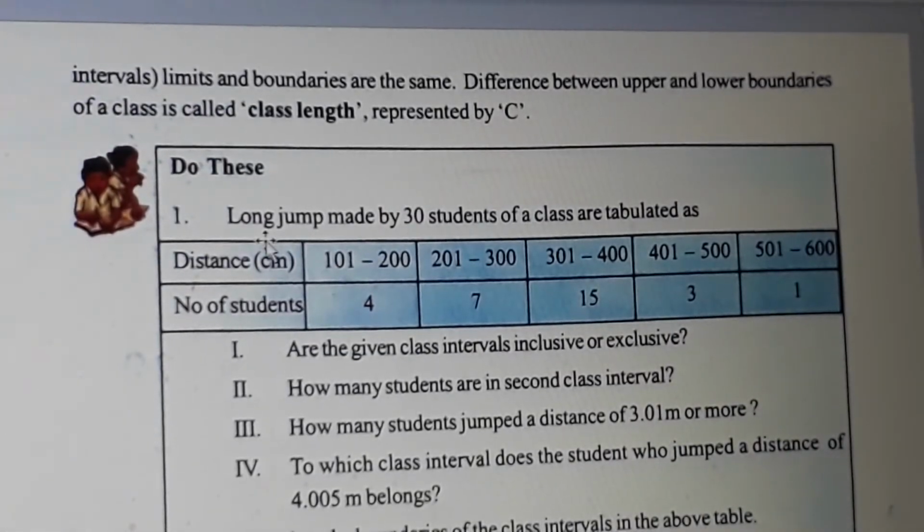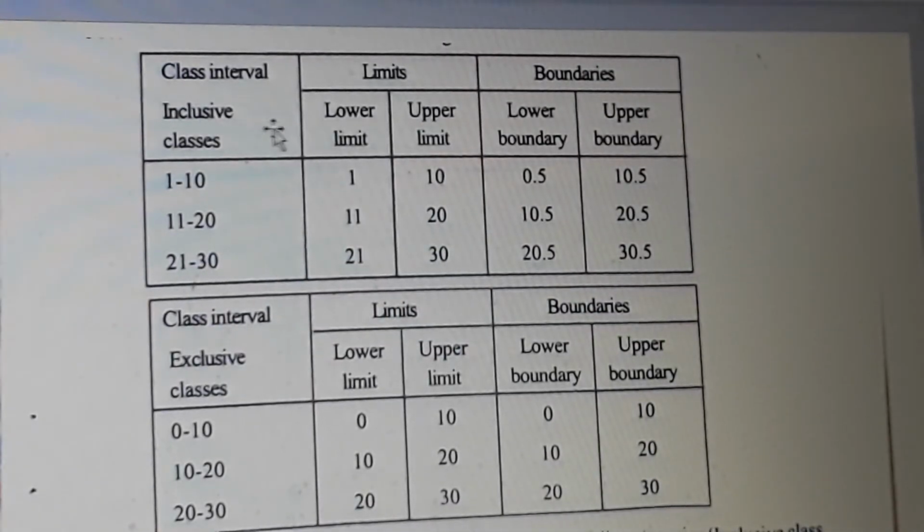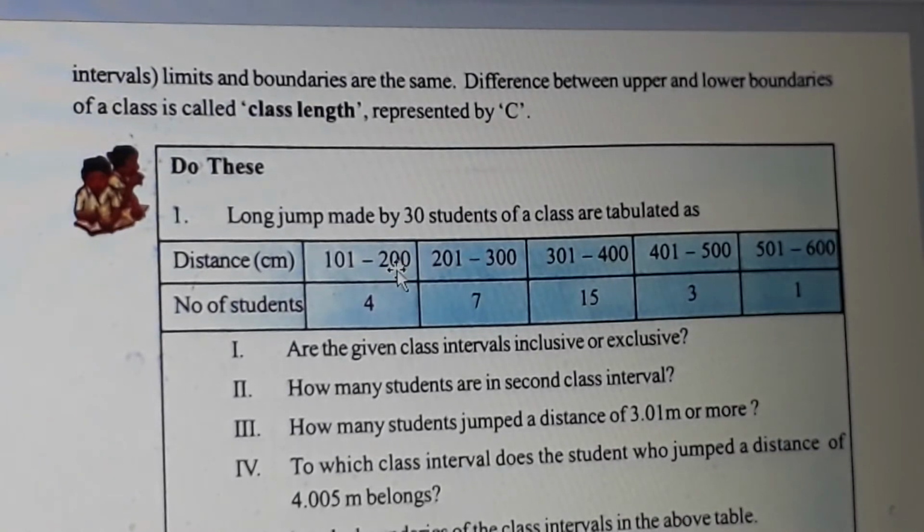You see, do this. I give an example. Okay, the long jumps made by 30 students of a class are tabulated as distance in centimeters and number of students. Upper limit 200, lower limit 201. These are different. That means in class intervals, inclusive classes, 10 and 11 are different. Okay, 200 and 201 are different.